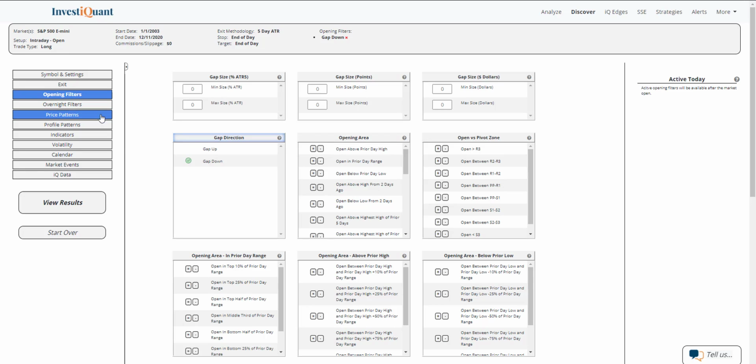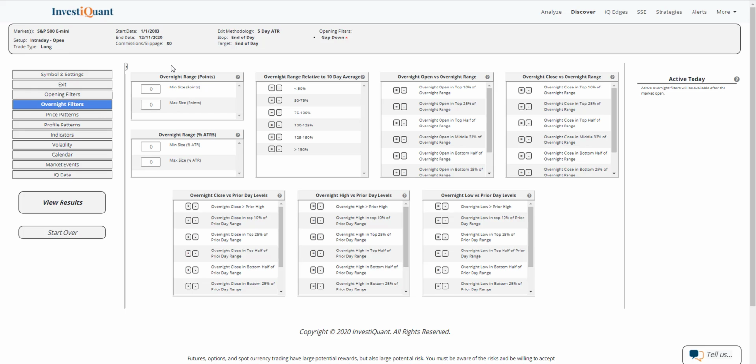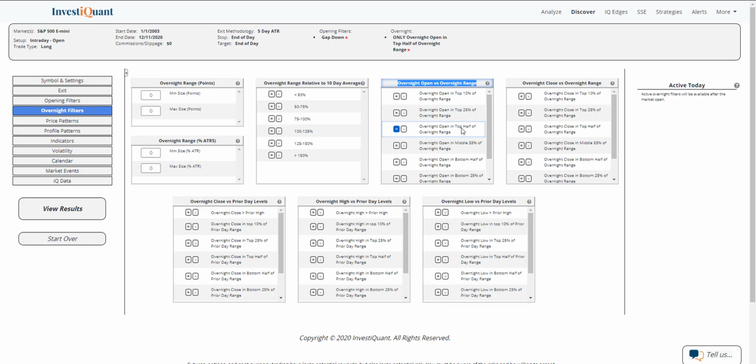Then I'm going to go into the overnight filters section, and I'm going to describe the price action that I'm seeing right now in the overnight session. I'm going to do it fairly simply. I'm going to say that the open of the overnight session is in the top half of the overnight range. I can do that right here in the overnight open versus overnight range. If I hit equals next to overnight open and top half of the range, that'll mean that the open is in the top portion of the range.